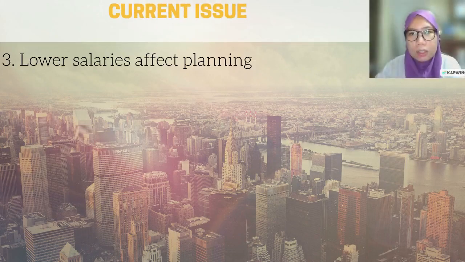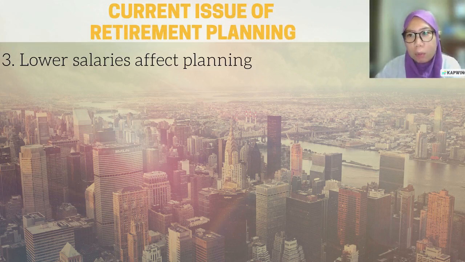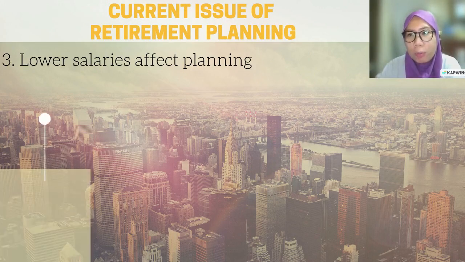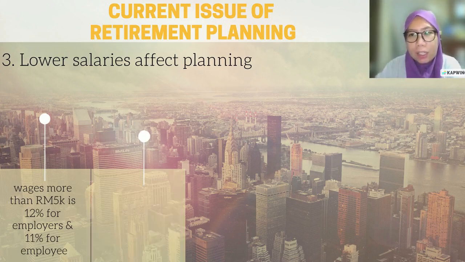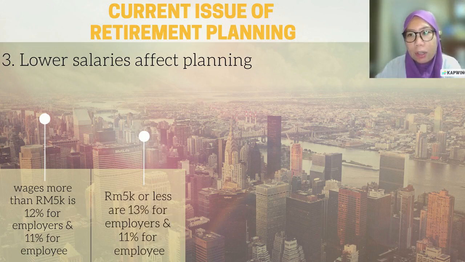Next is the effect of lower salary on planning. Based on the data released by the Employees Provident Fund Malaysia (EPF), the rate of contribution for employees with wages of more than 5,000 is 12% for the employer and 11% for the employee. Then the rate for employees earning 5,000 or less is 13% for the employer and 11% for the employee.